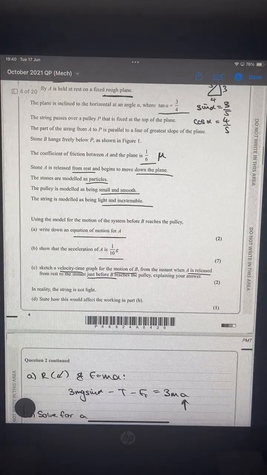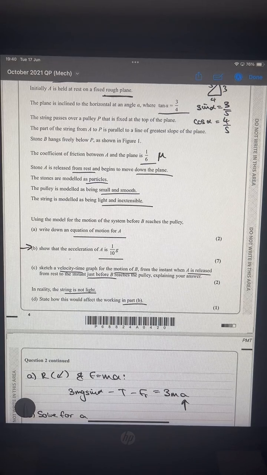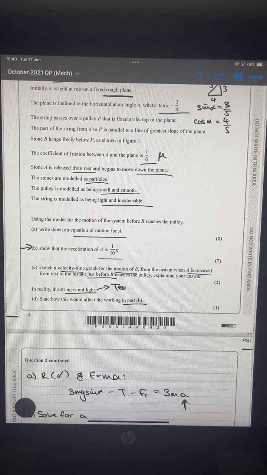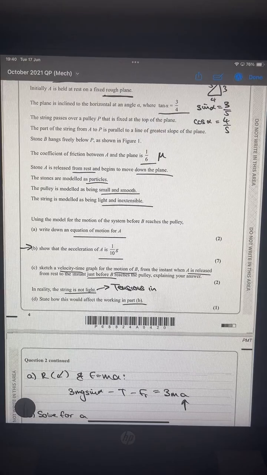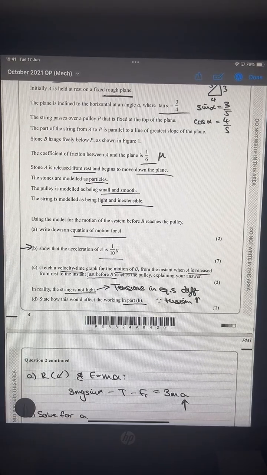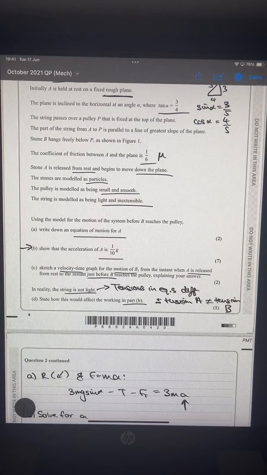So for part D, this is the assumption question. In reality, the string is not light. State how this would affect your working in part B. So what is my working in part B? I've just found 2 different equations and done a simultaneous equation. So if the string is not light, then the tensions in the equations are different. Because then the tension in A, therefore, is not equal to the tension in B. That is how it would affect your working, and you wouldn't be able to do a simultaneous equation where you plug in. So yeah, that's what you have to do for that. The tensions are not going to be the same if the string is not light.